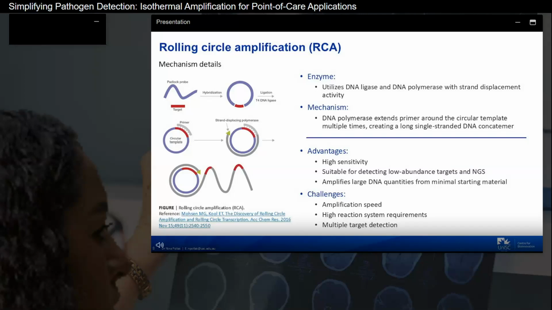Multiple target detection is a problem similar to LAMP. Detecting multiple targets in one reaction can be very complex and challenging with RCA.